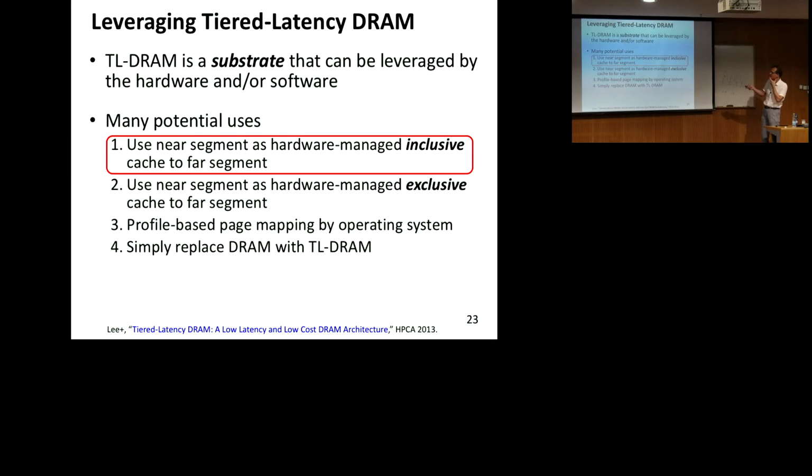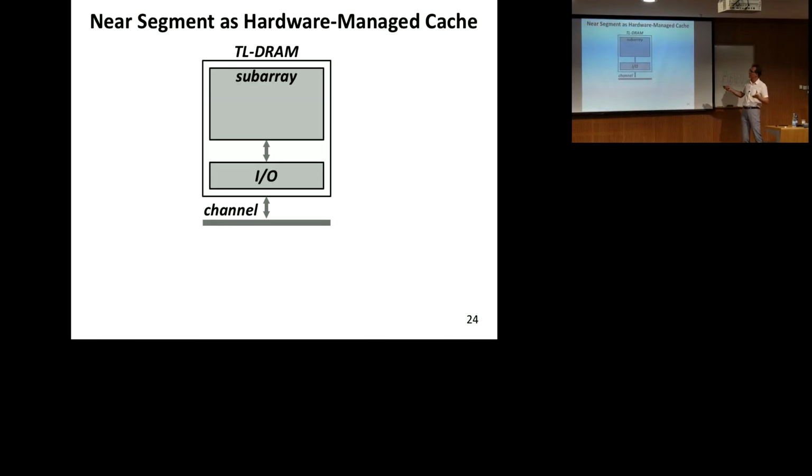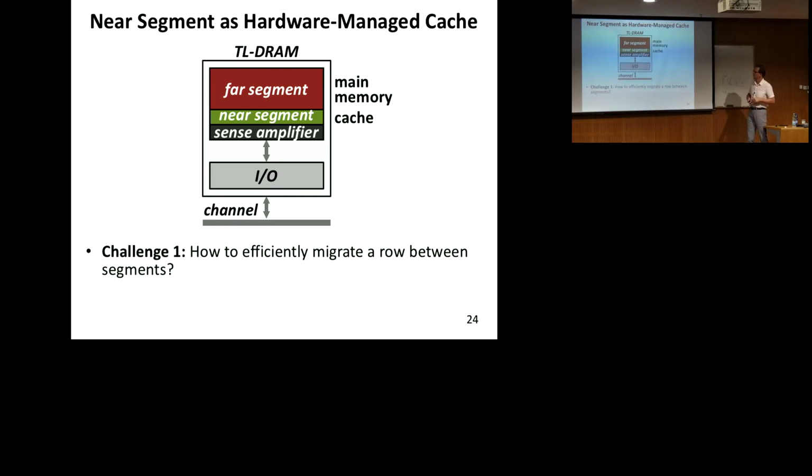OK, so let's take a look at some of these over here. I'll look especially at this one, inclusive cache, and the paper covers all of these. It also talks about the intricacies of how to manage the cache. So if you think about the near segment as a hardware managed cache, essentially your memory is divided into this. You have the far segment, near segment, and sense amplifiers, right? And the far segment is your real main memory. The near segment is a cache to that main memory. So there are two challenges. How do you efficiently migrate a row between segments? That's the first challenge. But we already know how to do that, I think, with RowClone. That's the idea. And how do you efficiently manage the cache?